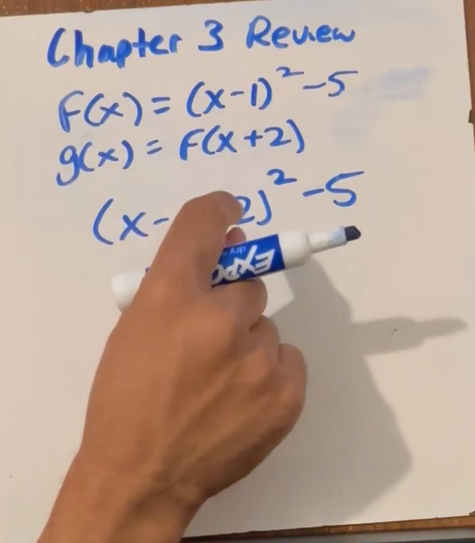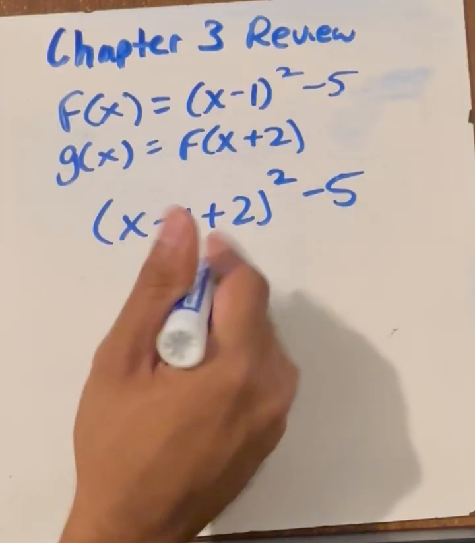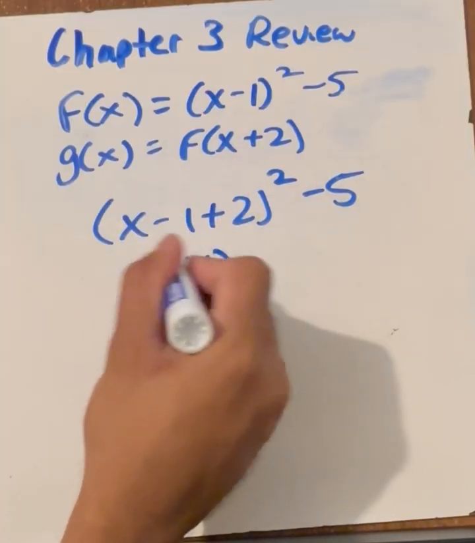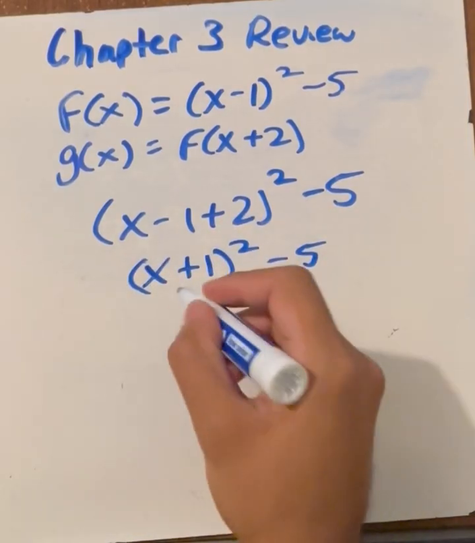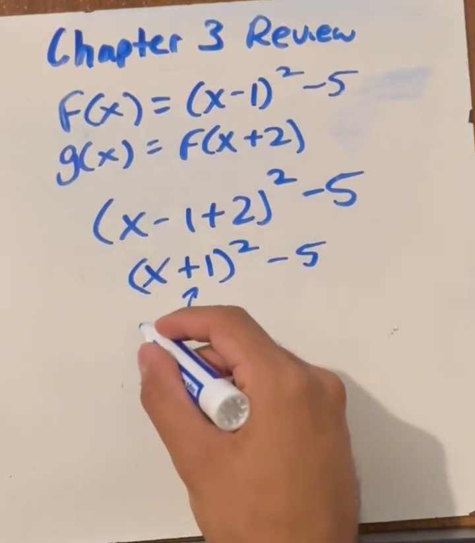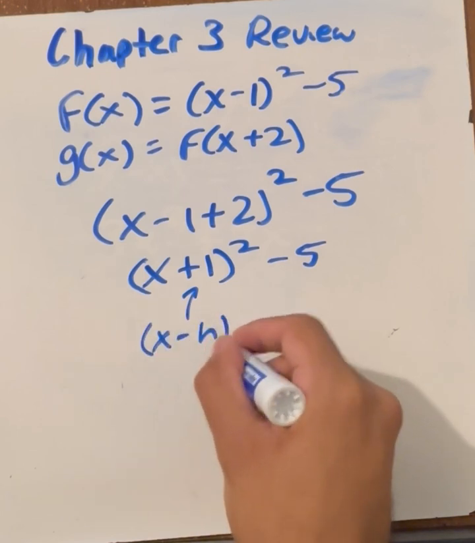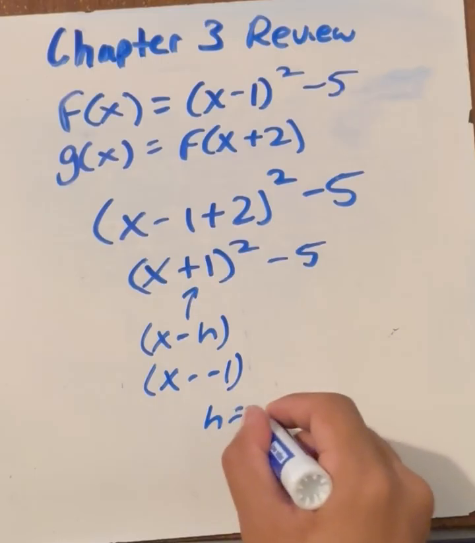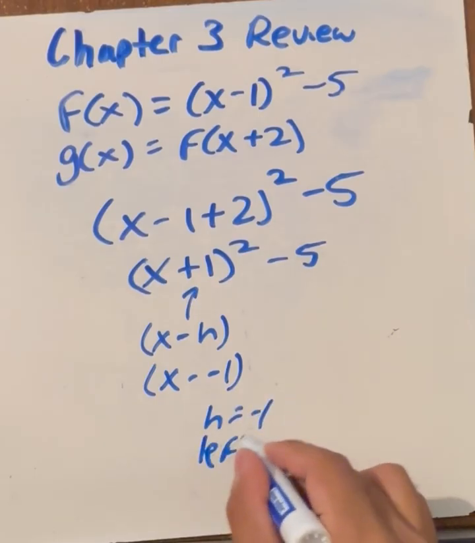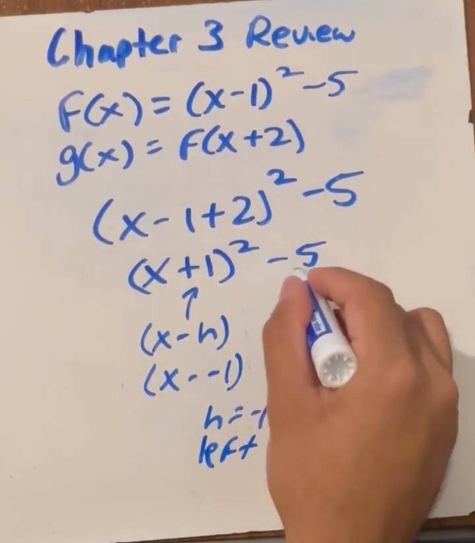x minus 1 plus 2, so negative 1 plus 2 is plus 1, so x plus 1 squared minus 5. Just by looking at this, we know that this is going to go left in the form of x minus h. This is technically x minus negative 1, so h is negative 1, which means that we're going to go left by 1. And then this is down by 5.